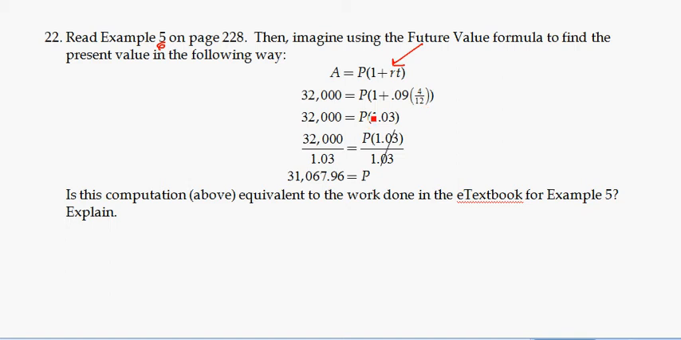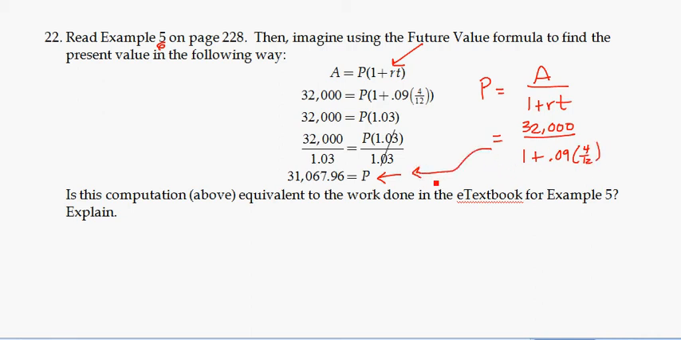And so when you're substituting all these values in and then you solve for P, you're going to get exactly the same value as if you use this present value formula and substituted in those same values, A being 32,000, R being 0.09, and T was 4 1/2. So if you substituted all those values in, you're going to get exactly the same result.